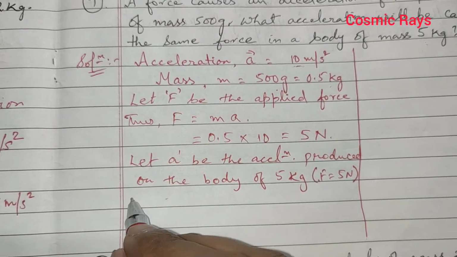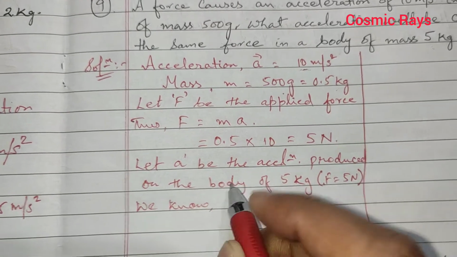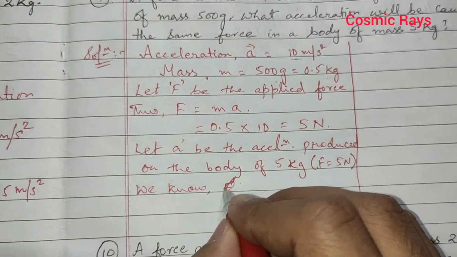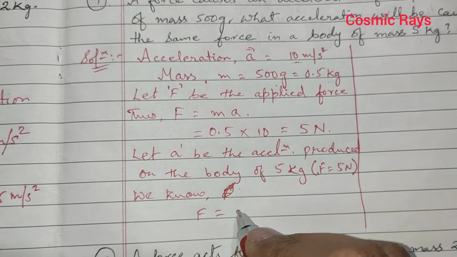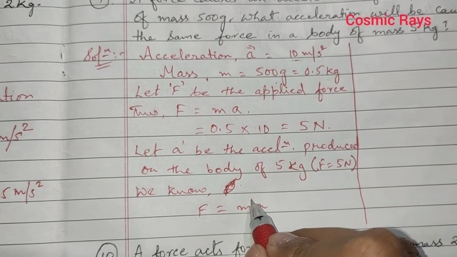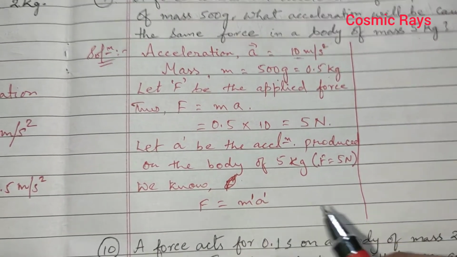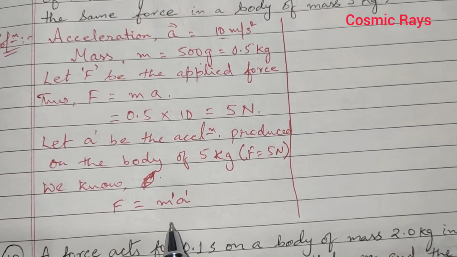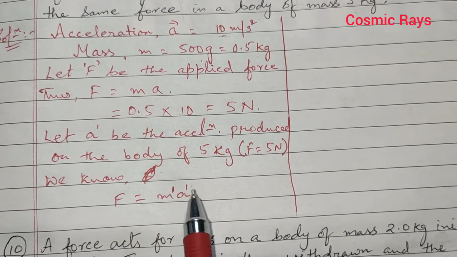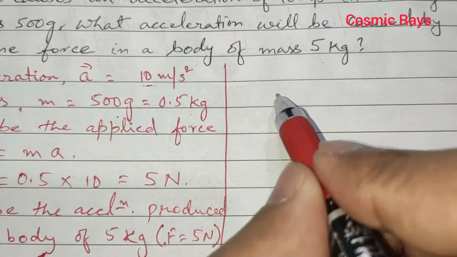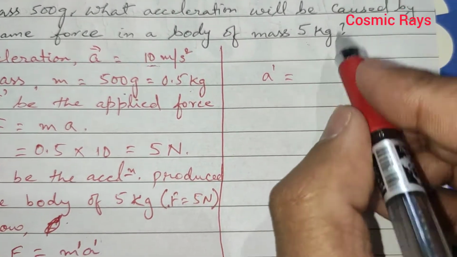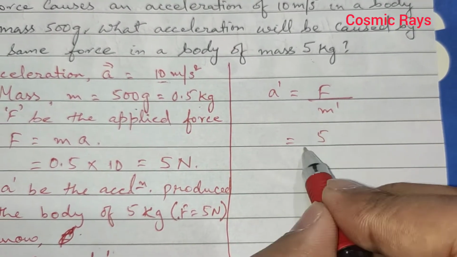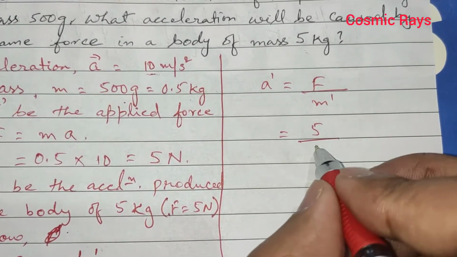So again we know F, here we will take F prime, sorry, force remains the same, so we can just take F. F is equal to mass into acceleration. So mass has changed, so we will put it as m prime, and acceleration will change, so we will put it as a prime. Now we need to find out the new acceleration. So we will first write this equation in terms of a prime. So a prime, that is new acceleration, will be force upon the new mass. We know that the force is 5 Newton and mass is 5 kg.